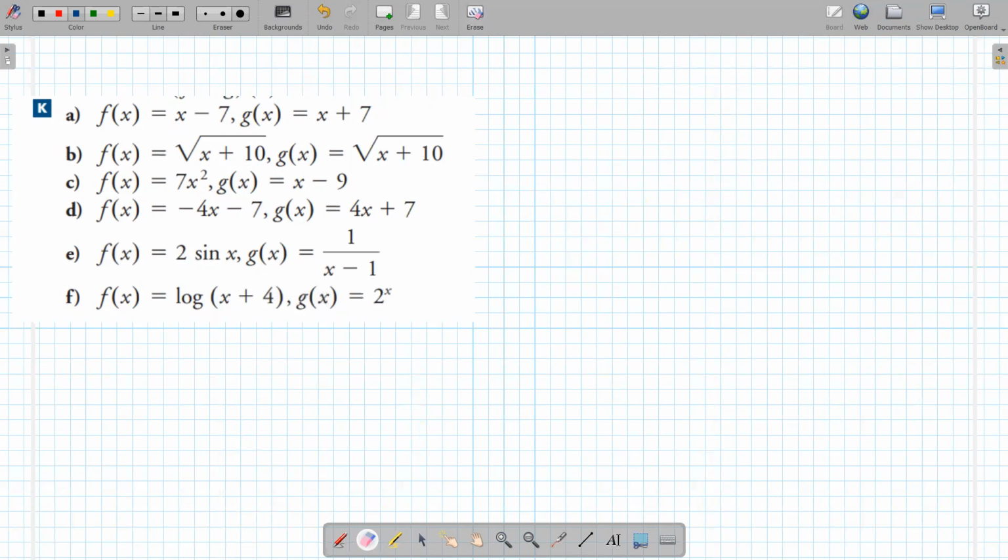What's the domain of 2 power x? It's an exponential function. If you want to sketch 2 power x, anything power x looks like this. What's the domain of this? Negative infinity, positive infinity. Right.